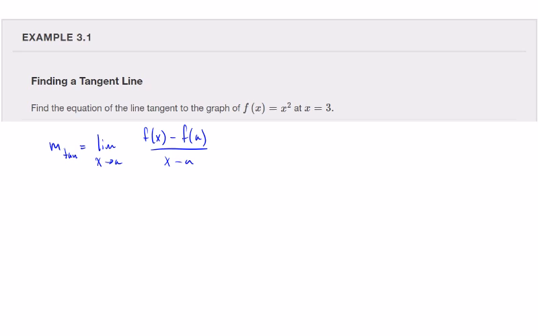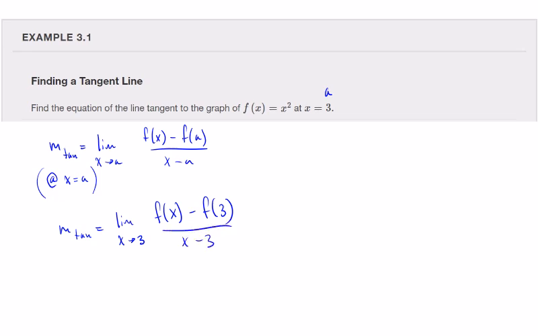Okay, so this is the slope of the tangent line at x equals a, right? Is what this formula tells us. Okay, so in this case, a is 3, and so we're going to say, okay, well, m tangent, or the slope of the tangent line, is the limit as x approaches 3 of f of x minus f of 3 all over x minus 3. Okay, so now we know we can't just plug in 3 because we're going to get 0 in the denominator, right? So we actually have to evaluate this either algebraically, we could use a table, the graph, etc.